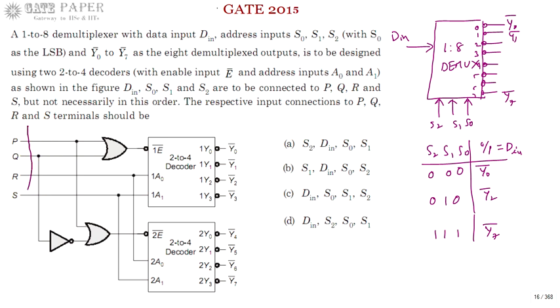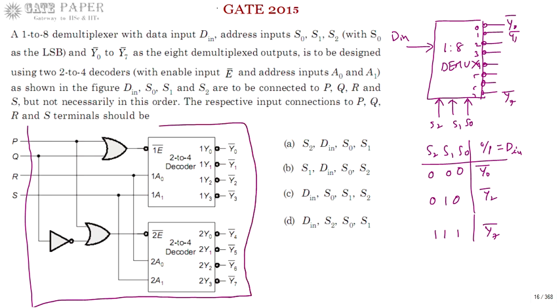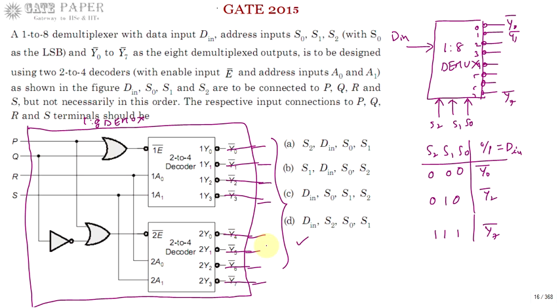Now you can think in this way. This circuit is acting as a 1 to 8 DEMUX. So this outer block is nothing but a 1 to 8 demultiplexer, which has D input, S2, S1, S0, and there are 8 outputs. Those 8 outputs are Y0 bar, Y1 bar, Y2 bar, Y3 bar, Y4 bar, Y5 bar, Y6 bar, Y7 bar. So outputs of these two decoders act as outputs of the demultiplexer, such that the output requirement is completed.